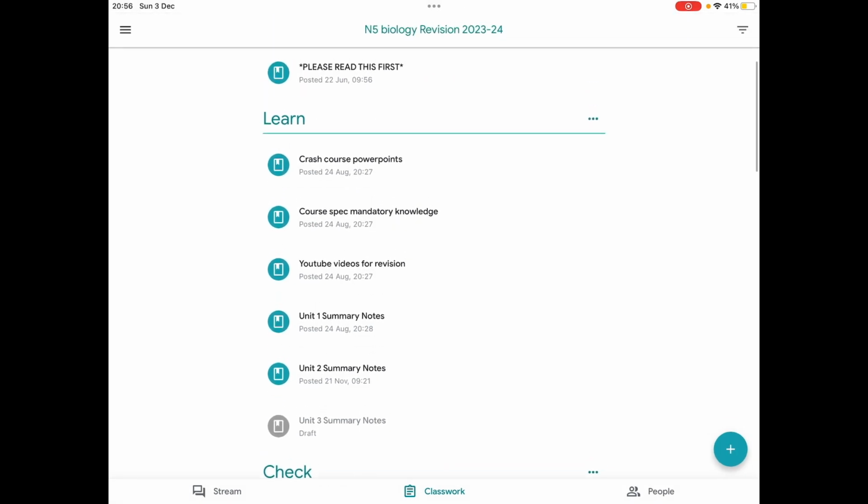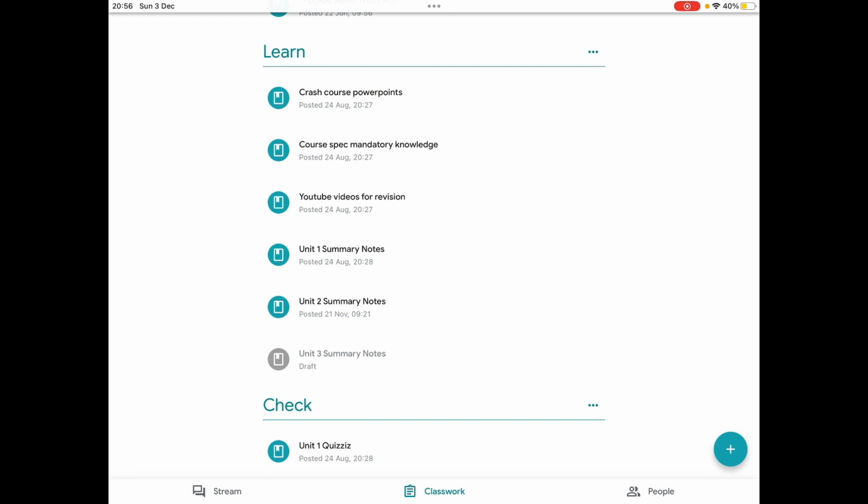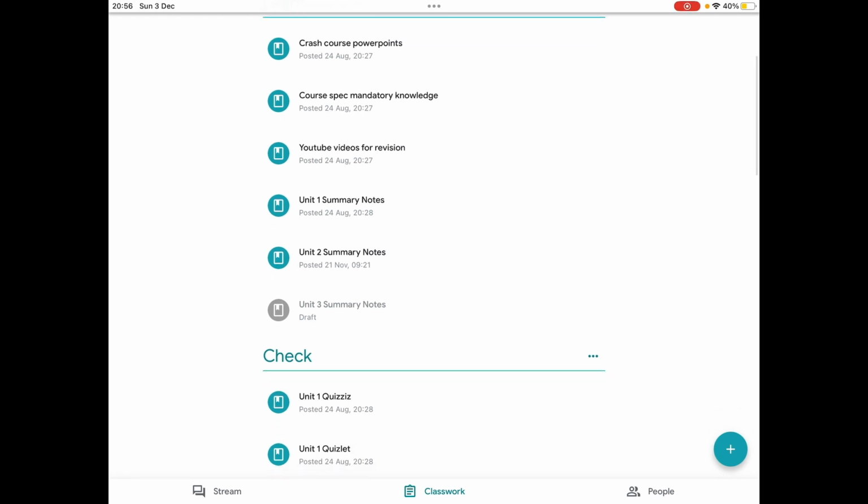So if you look at the learn activities first, there's many versions of the PowerPoints, called Crash Course PowerPoints. There's a Matrix Knowledge, and I would always refer back to that. That gives you the correct terminology for all the topics and shows you exactly what you should know for each key area. You've got YouTube videos for revision, which are really excellent, and as you'll see in a moment, they're available for Higher as well. And we've also got summary notes.